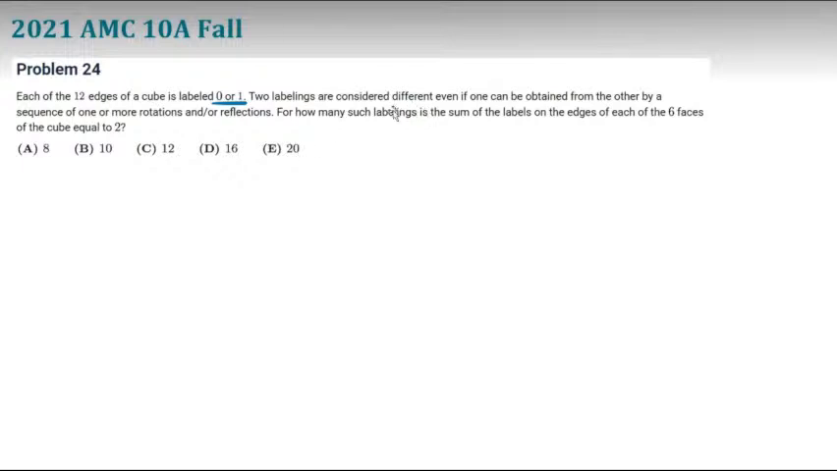So it's easier because it says they are different, so you don't need to pay attention to whether by reflection they reach each other or not. For how many such labelings is the sum of the labels on the edges of each of the 6 faces of the cube equal to 2? So let's consider one cube.